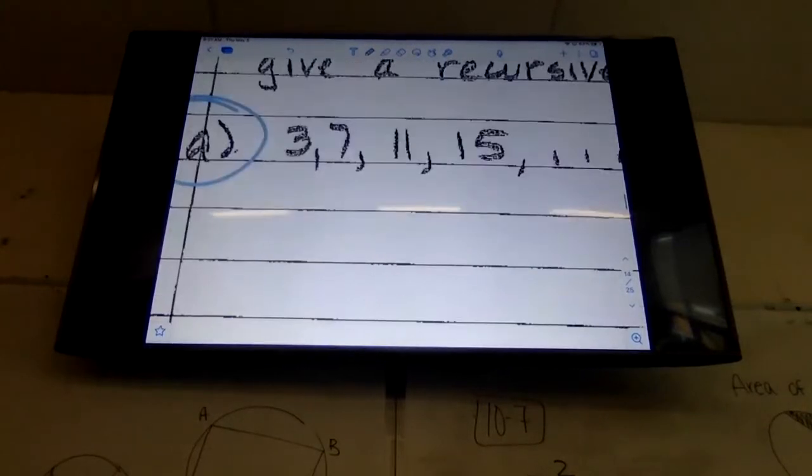So let's go. What is my common difference? What do I do to get from 3 to 7? Plus 4. Is that what I do to go from 7 to 11? And from 11 to 15? Absolutely good. So D is going to be 4.